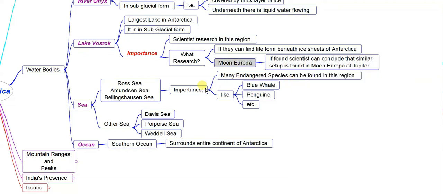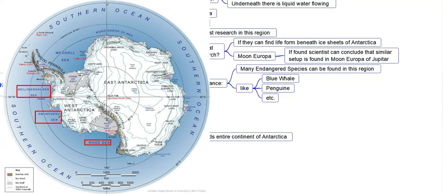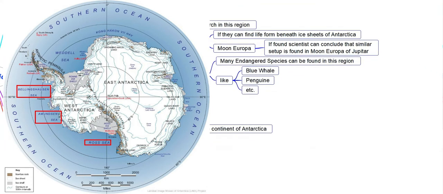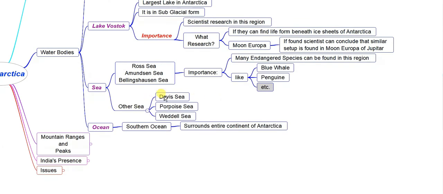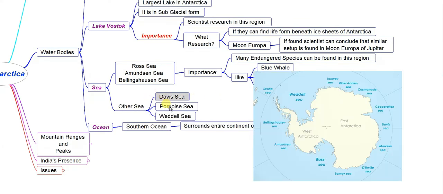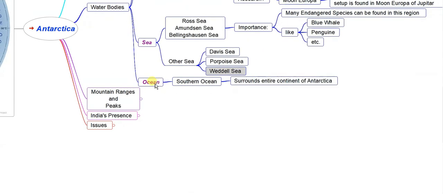Now, if we talk about seas, then there are three seas: Ross Sea, Amundsen Sea, Bellingshausen Sea. Now, what is its importance? Many endangered species can be found in this region, for example, blue whale, penguin, etc. Then there are other seas in this region: Davis Sea, Porpoise Sea, as well as Weddell Sea. Now, if we talk about oceans, then there is one ocean, the Southern Ocean, that surrounds the entire continent of Antarctica.